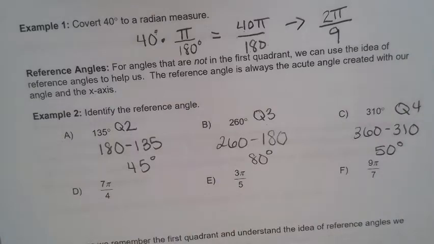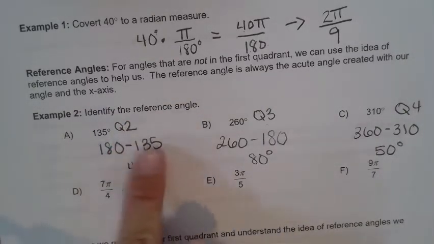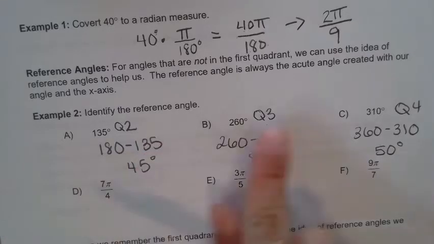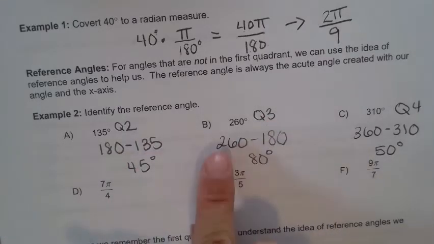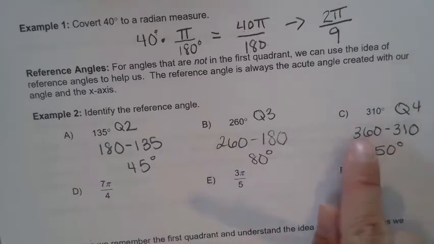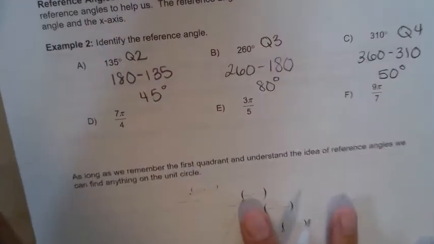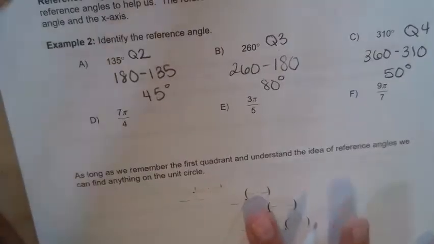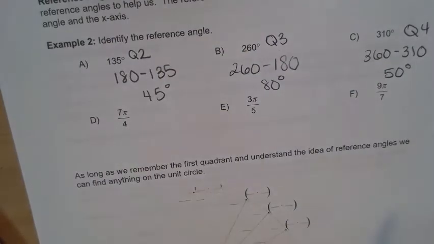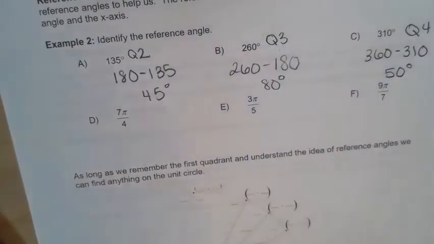Okay, let me repeat that. Quadrant 2, we say 180 minus the angle. Quadrant 3, we take our angle minus 180. In quadrant 4, we take 360 minus our angle. We can do the same thing for radians, okay, except instead of using 180 and 360, we're going to use pi and 2 pi. So 7 pi over 4.